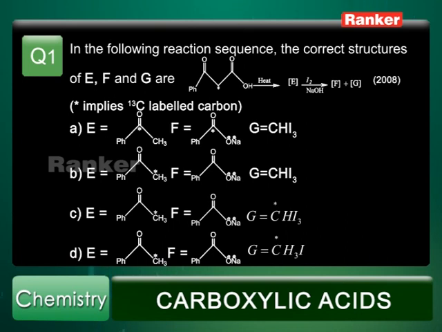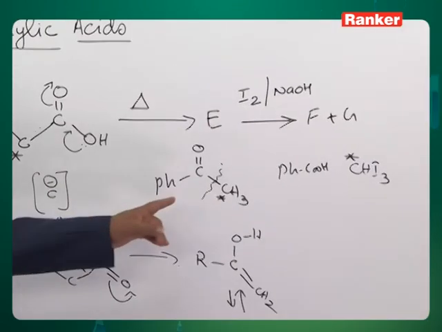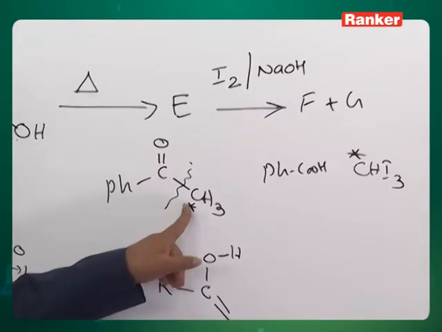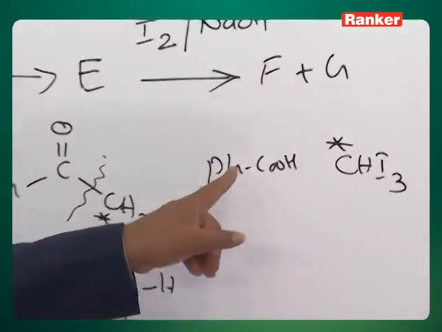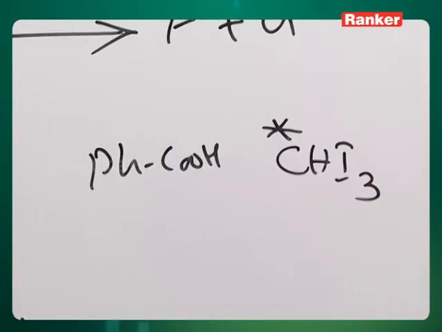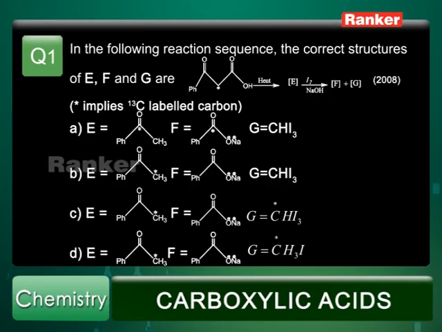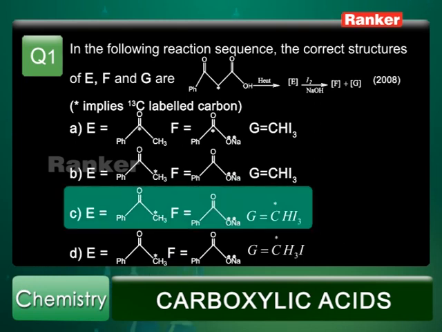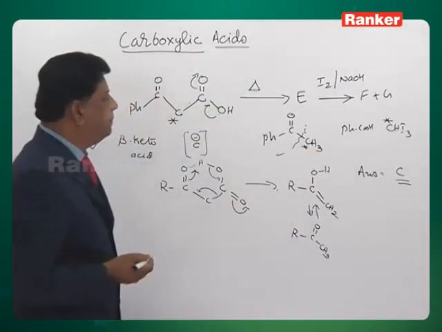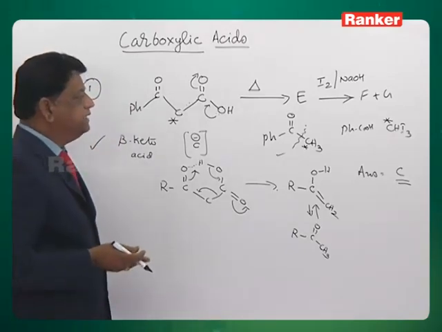Option C has a star containing acetophenone, right, and we have a benzoic acid and the labeled carbon is there in the iodoform, that is right. In the last option we have almost similar, but the last compound G is not iodoform, instead it is methyl iodide, that is the wrong answer. Answer will be C. So the first one is acetophenone E, F is benzoic acid, G is the iodoform.